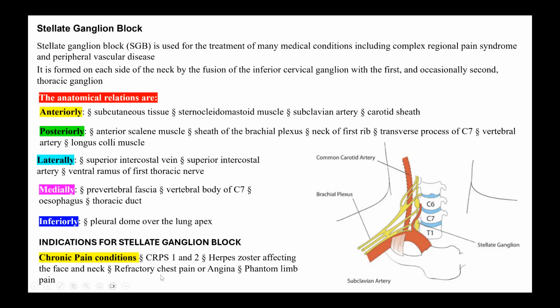The indication of refractory chest pain or angina was earlier tried, but nowadays we don't recommend that. So just for theory exam's sake, you can write that, but in practice, these three conditions are the main indications for stellate ganglion block.